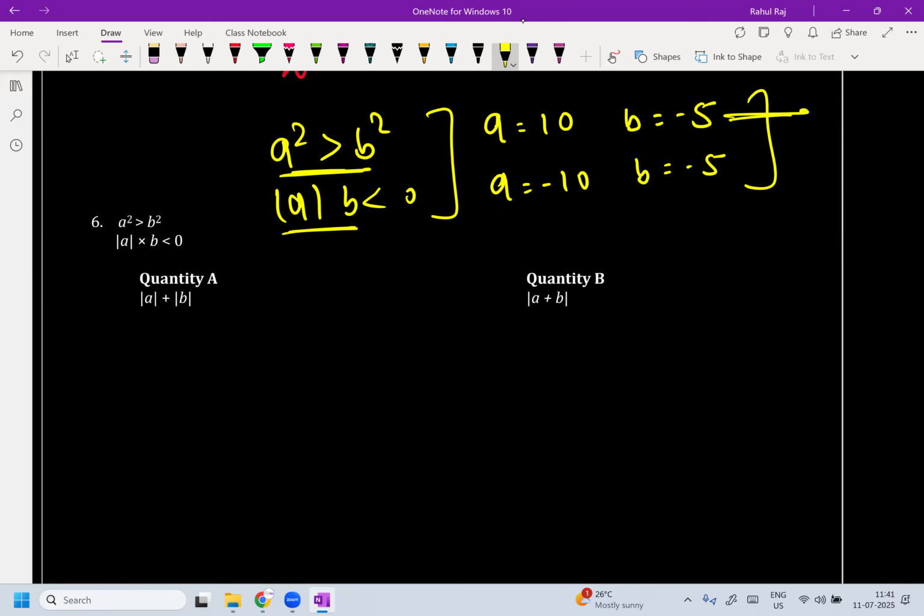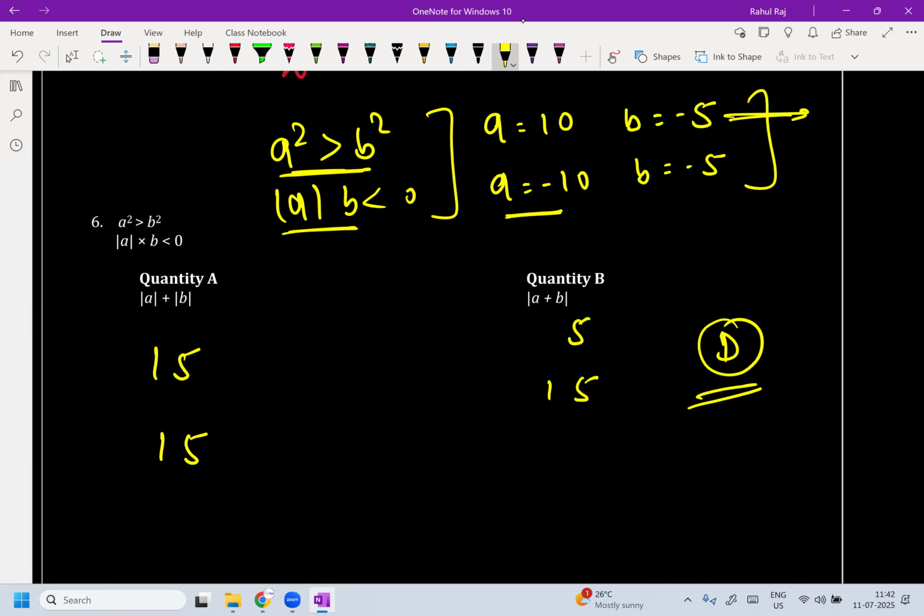So when I'm taking the first set, mod a plus mod b becomes 15 and this becomes 15. So a equal to b. But the second one, this becomes 15, and this also becomes 15. But listen, in the first one this becomes 5 now. I'm so sorry. Check, 10 minus 5, that is 5. And in the second one, it becomes 15 is equal to 15. Basically, none of the above.